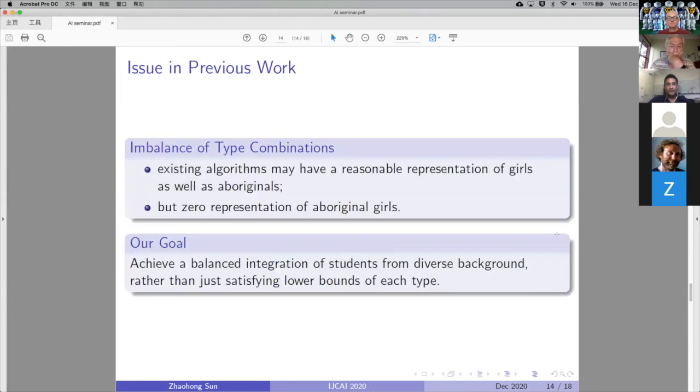One important issue in existing work is the imbalance of representation for certain type combinations. For example, the existing algorithms may achieve a reasonable representation of girls as well as Aboriginals, but have zero representation of Aboriginal girls. In contrast, we are trying to design an algorithm that achieves a balanced integration of students from diverse backgrounds, rather than just satisfying quotas of each type.